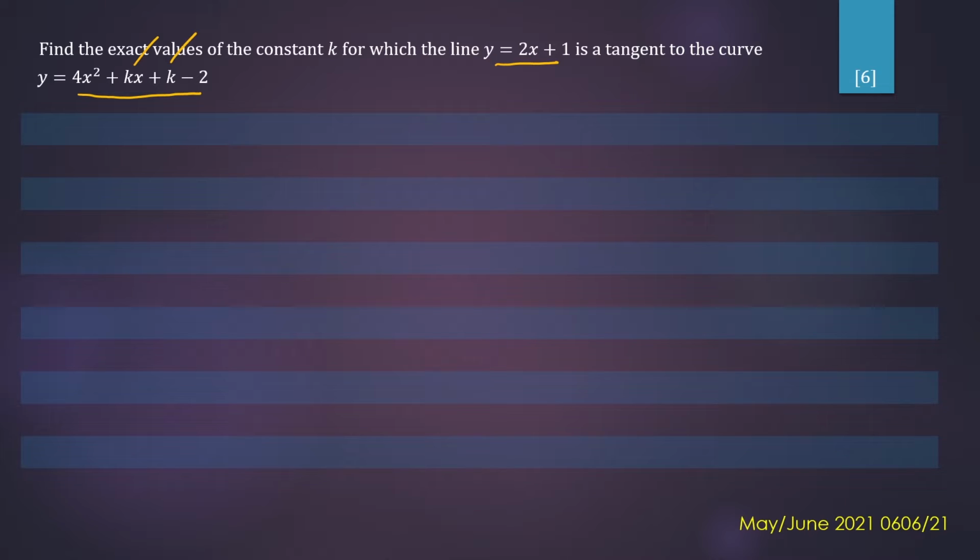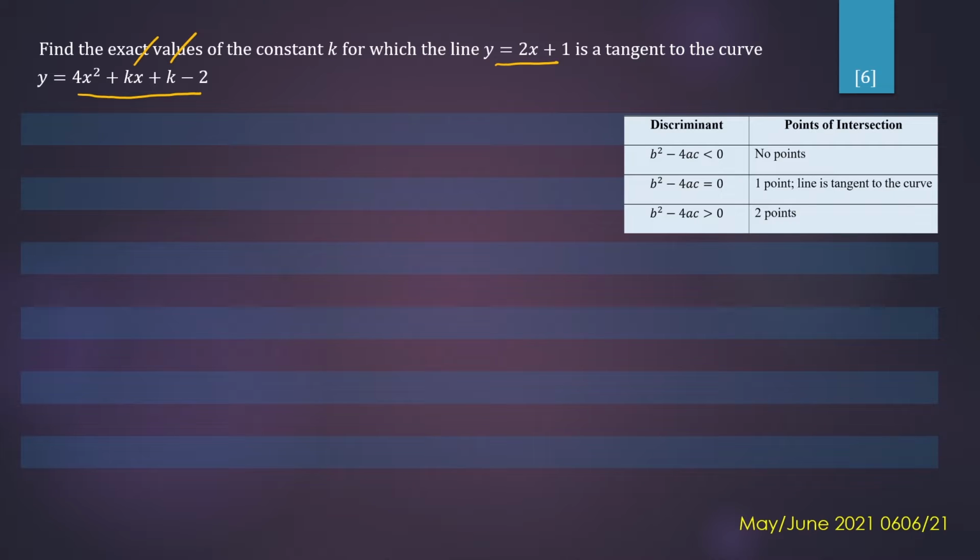Will we use the discriminant to solve these kinds of problems? So here we have the discriminant listed. Now, this is your discriminant. When your discriminant is negative, there will be no points of intersection. When your discriminant is equal to 0, there will be one point of intersection, or a point of tangency. When your discriminant is positive, there will be 2 points of intersection.